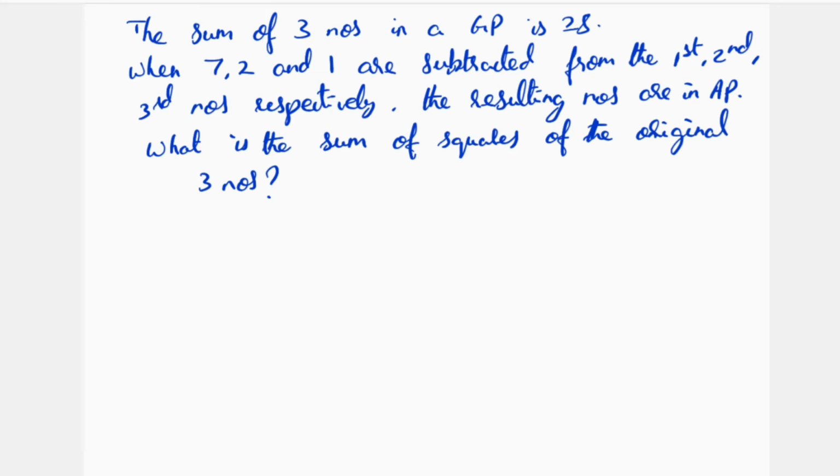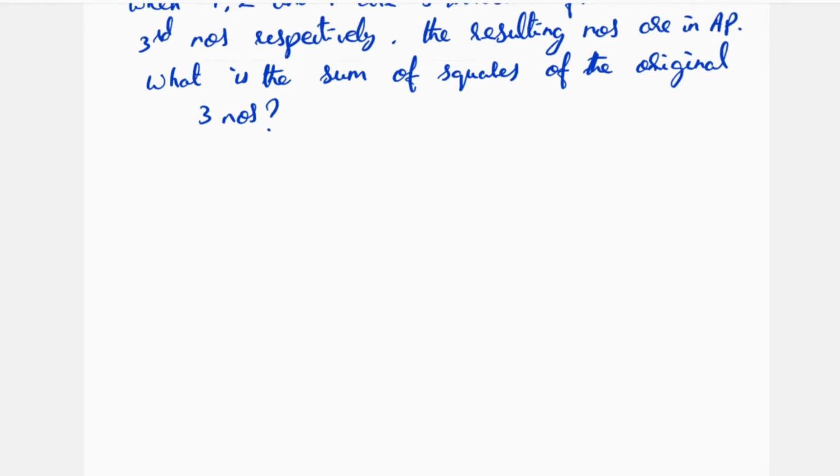When we subtract 7 from the first number, 2 from the second number, and 1 from the third number in that precise order, we are getting three resulting numbers which are in an arithmetic progression. Now, what is the sum of squares of the original three numbers? This is what has been asked from us.